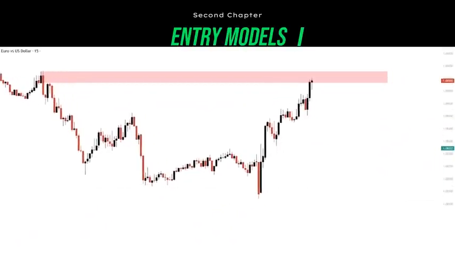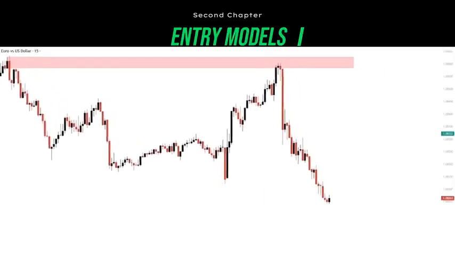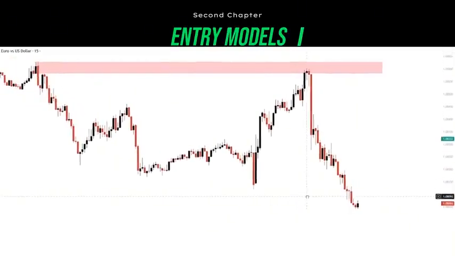So it finally rebalanced the market, and it met our expectations to reject to the downside. And soon after, it also broke the lows, essentially continuing the downtrend.